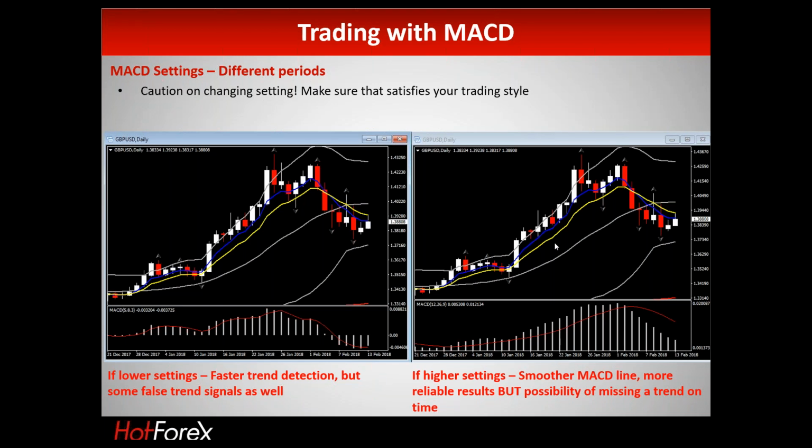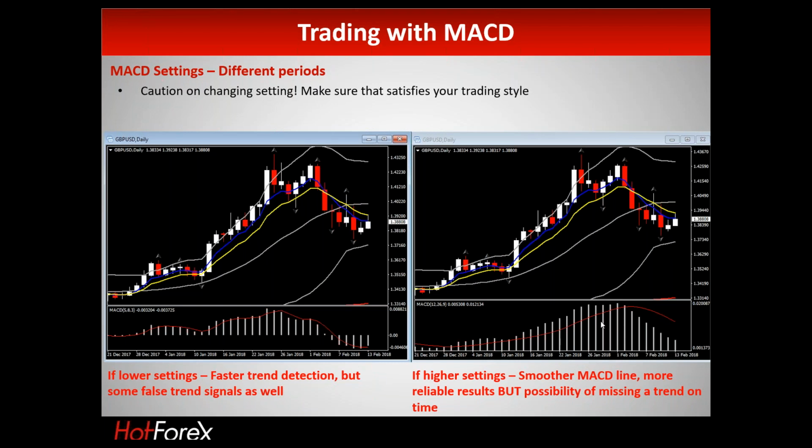While when I kept the default, they did give me a more reliable, let's say, result, but they might also give me the possibility of missing the trend on time. So as you can see over here, the MACD is still, say, positive. However, my trend is getting weaker, it's getting downwards, so I may miss.